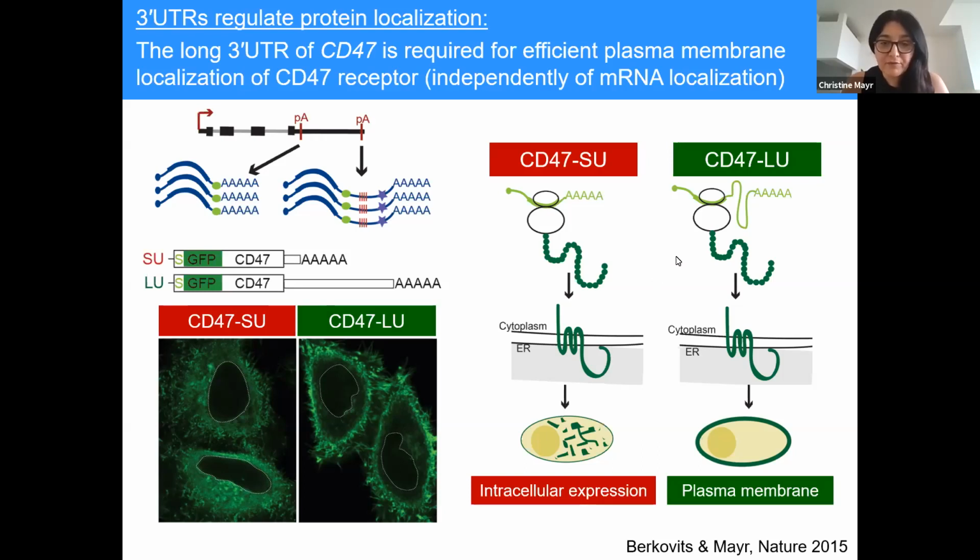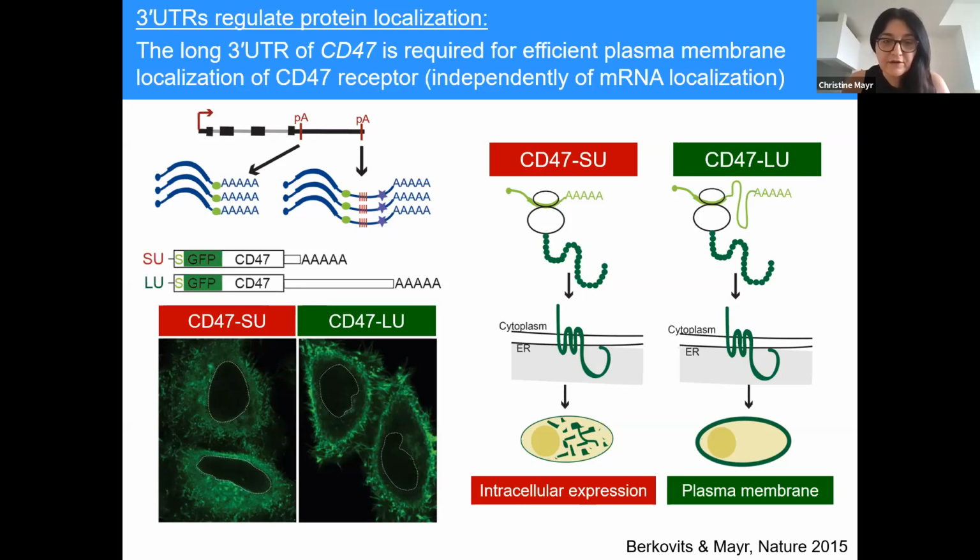CD47 is known as a plasma membrane protein. And when we use the construct with the long UTR, we see very nice GFP localization to the plasma membrane, as expected. However, the construct with the short UTR leads to a much more even distribution, and CD47 is mostly located intracellularly. So that was surprising. Those are HeLa cells.